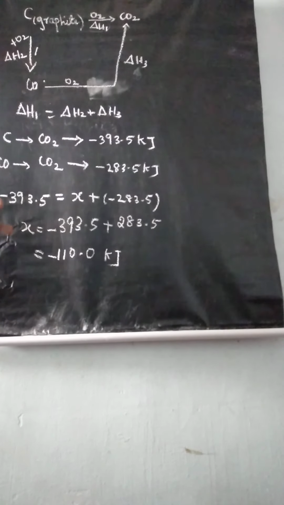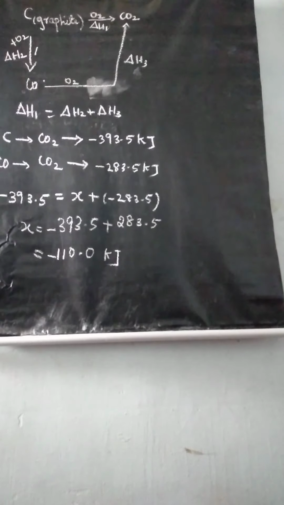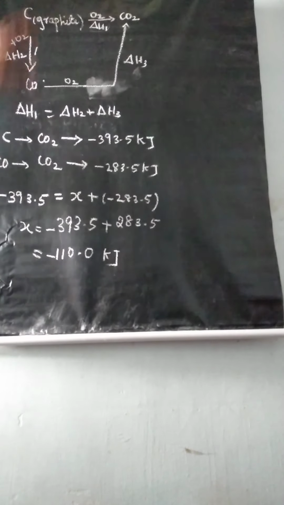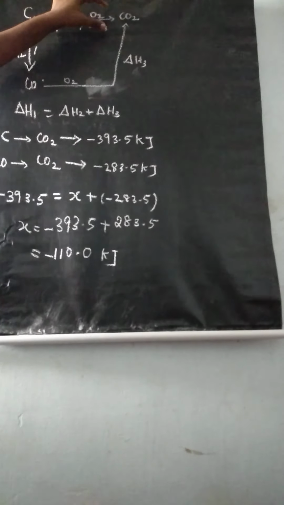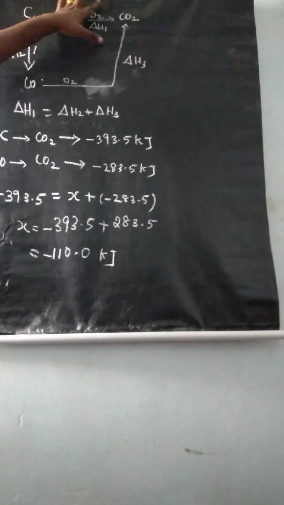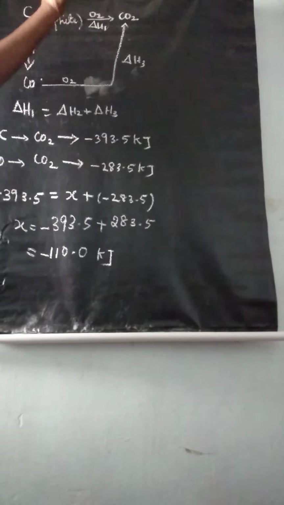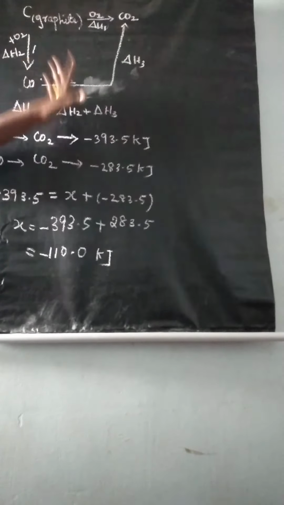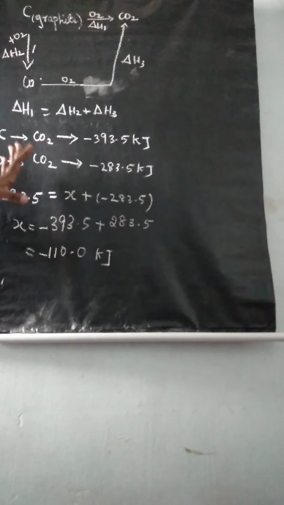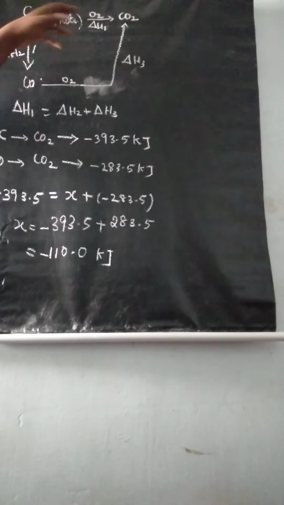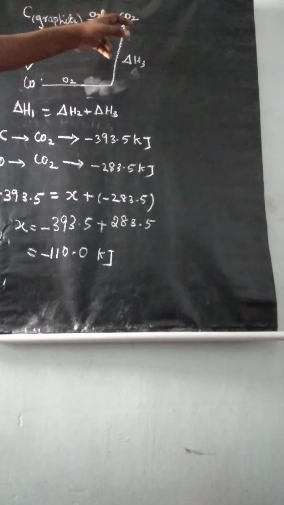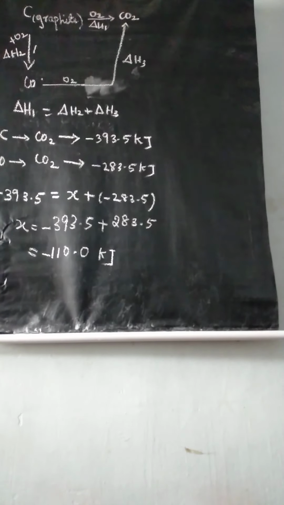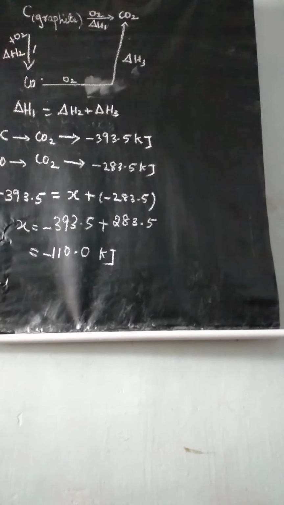So this one we call Hess's law. What is meant by Hess's law? Hess's law means the enthalpy change of a reaction is the same, whether it takes place in a single step or in multiple steps. This is one of the simple applications. By using this law, we can calculate the enthalpy of formation. Understand this?